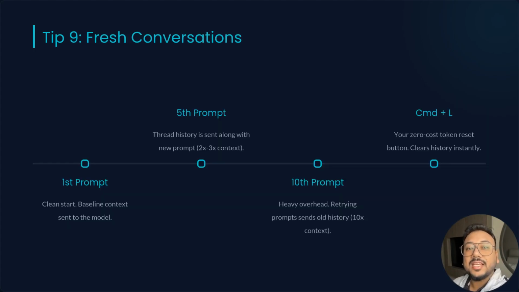Tip 9 is keeping fresh conversations. And this one catches developers completely off guard when they first look at their network traffic. Every single message you send inside an ongoing chat thread forces Copilot to resend the entire conversation history back to the language model to maintain context. This means your first prompt costs you 1 unit of context. Your 10th prompt in that same thread costs you roughly 10 units of context for the exact same amount of useful new code.